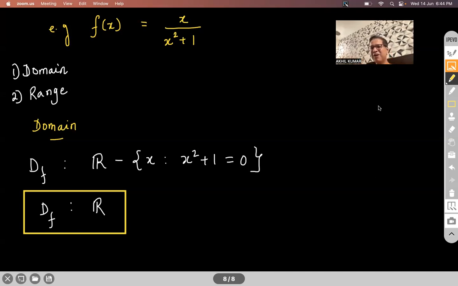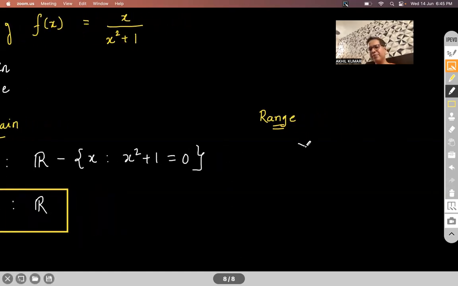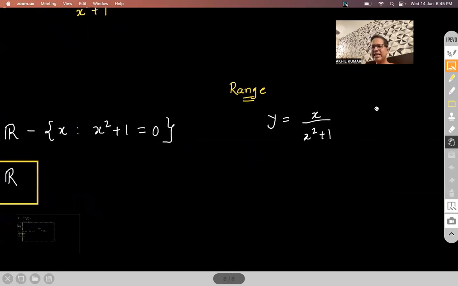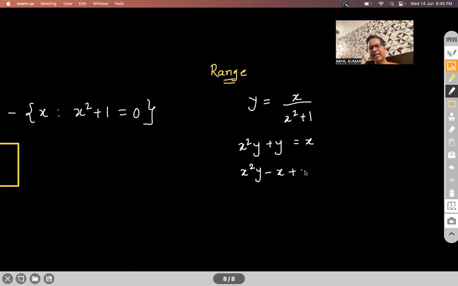Yeah, this problem solving has a lot of surprises. Okay, let's discuss it. So, range. First, we are ready with the domain, so not an issue. Next, range. The approach is going to be the same approach which we had taken for the previous question. Call it y, take the denominator to the other side and get a quadratic in x once again.